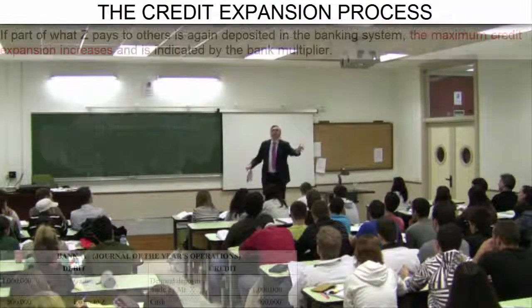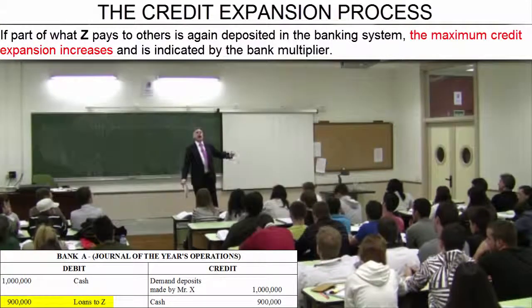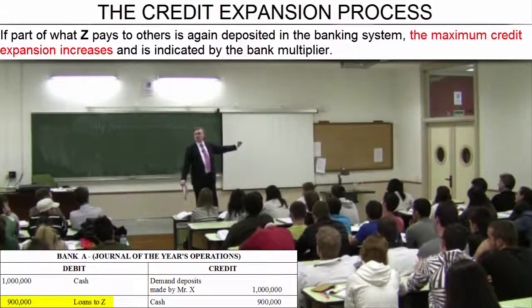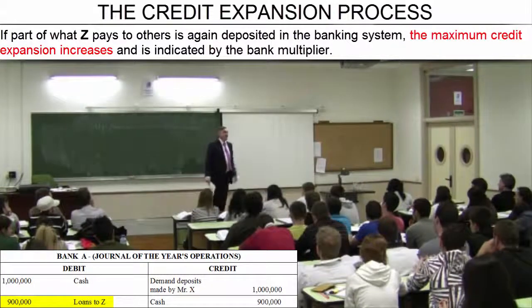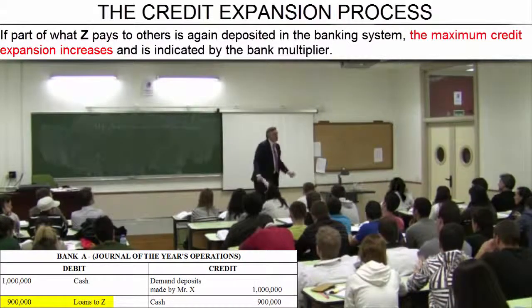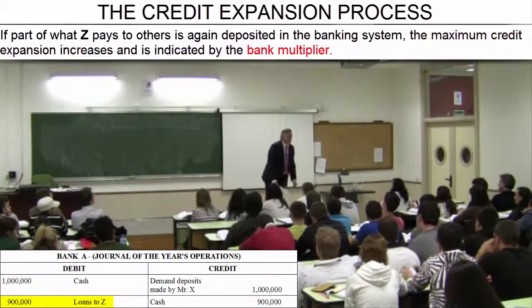And now for the magic trick. What happens when Company Z pays people the 900,000 euros? It may pay a plumber, a labourer, a supplier, etc., who in turn deposit the money in their respective banks. Now I will very clearly and simply explain the phenomenon of the bank multiplier.